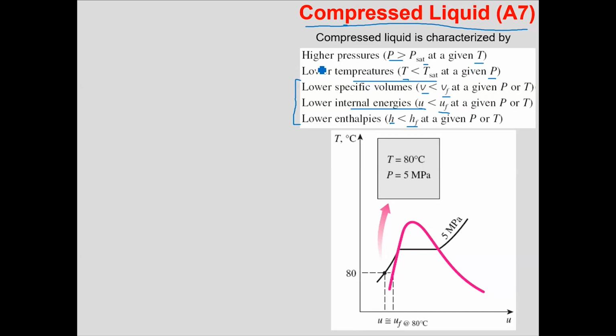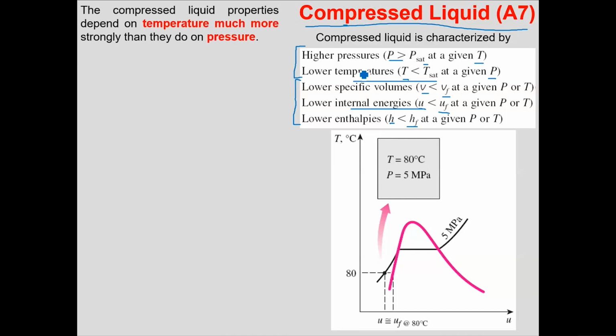Clear enough? These things are clear to you? Exactly the opposite of superheated vapor. Yes, sir. All right. Now, for compressed liquid, normally the tables are not that extensive, and you normally approximate the values of the compressed liquid system.